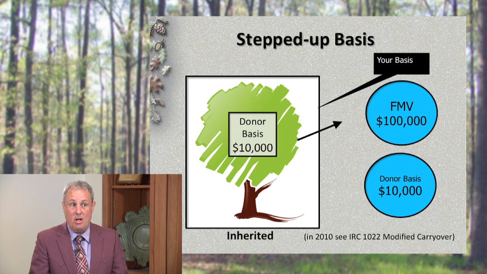Here's an example of an inheritance. Someone that passed away, we get a step up in basis from that donor's property. So the donor may have only had $10,000 in their timber, but because the fair market value at the time of their death was $100,000, our tax deduction from future timber sales is $100,000, not the donor's basis.